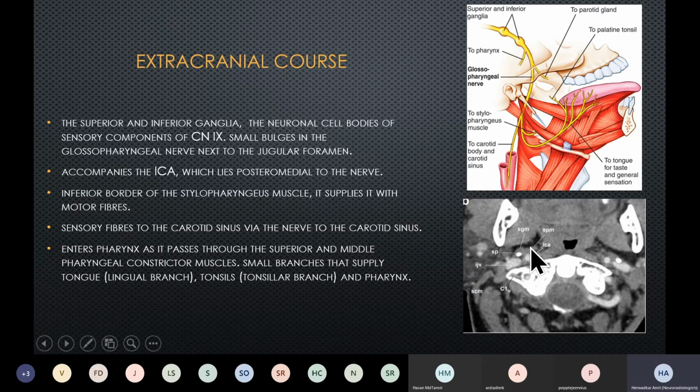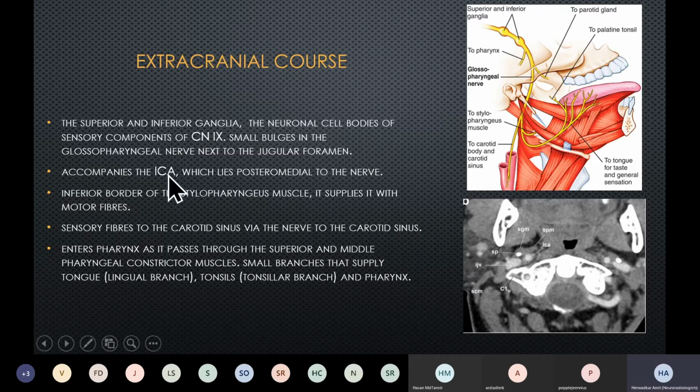And from here, it will supply the fibers to the stylopharyngeus. Remember the stylopharyngeus muscle we talked about, which elevates the palate and stops the regurgitation of food and is so important in our speech. It sends sensory fibers to the carotid sinus, so the fibers will descend along the internal carotid artery and supply the carotid sinus, the sensory fibers. It will also supply a lot of fibers to the muscles around the pharynx, the constrictor muscles. It will obviously end up supplying the posterior third of the tongue.